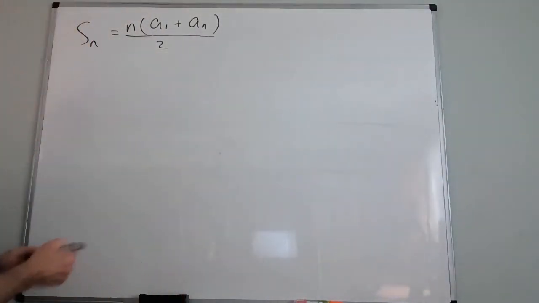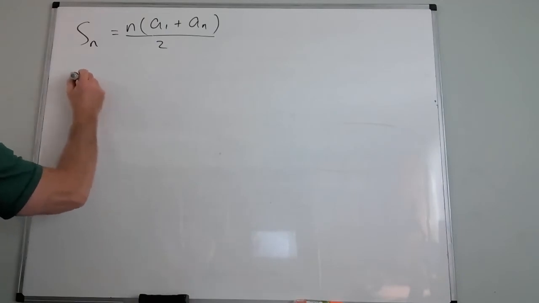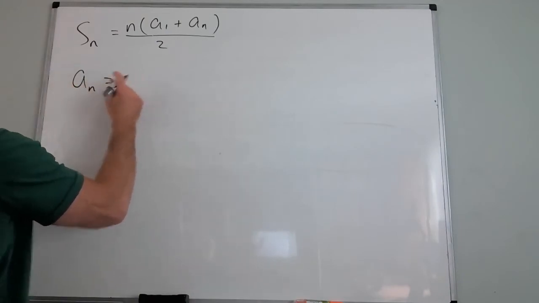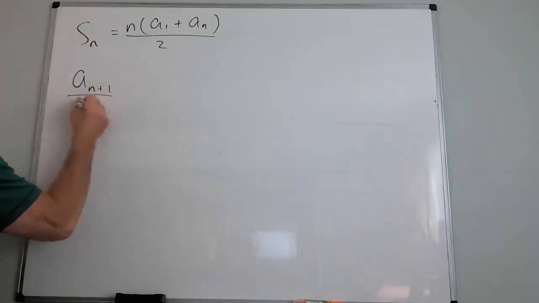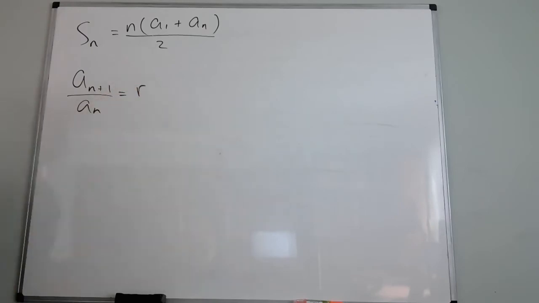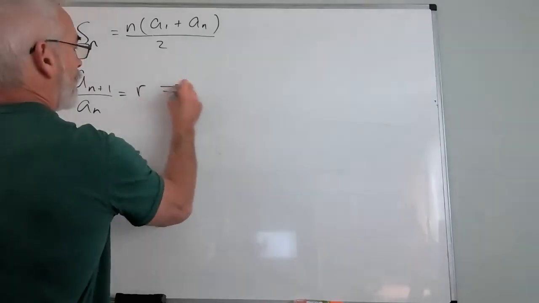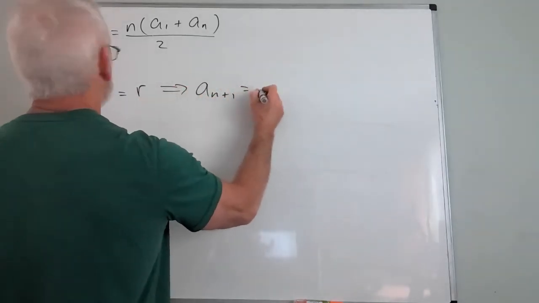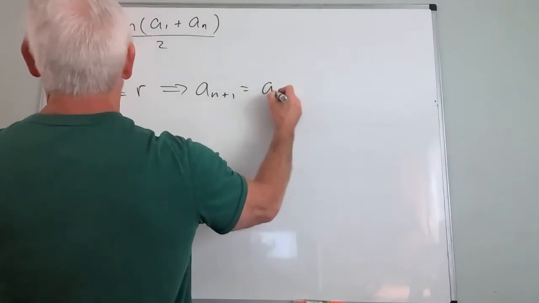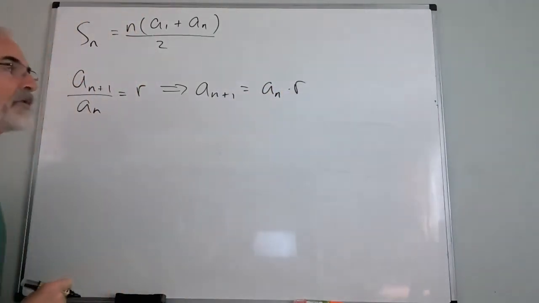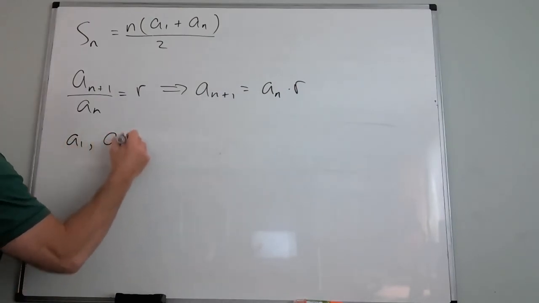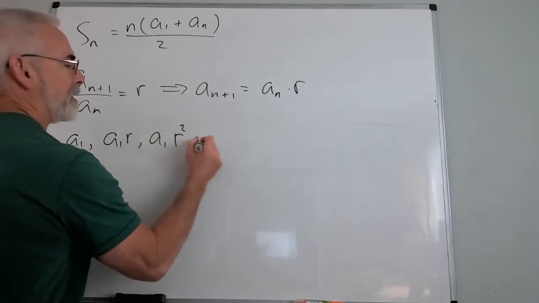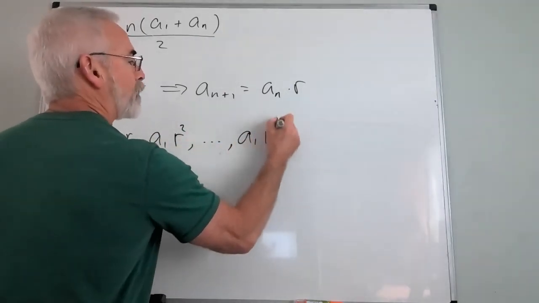So the geometric, if you remember, let me go back to the original. The definition of a geometric sequence is that the ratio of consecutive terms is a constant. We use R for ratio. This implies that the n plus first term is the nth term times R. So if my first term is A1, then my second term, then my third term, my nth term would look like this.